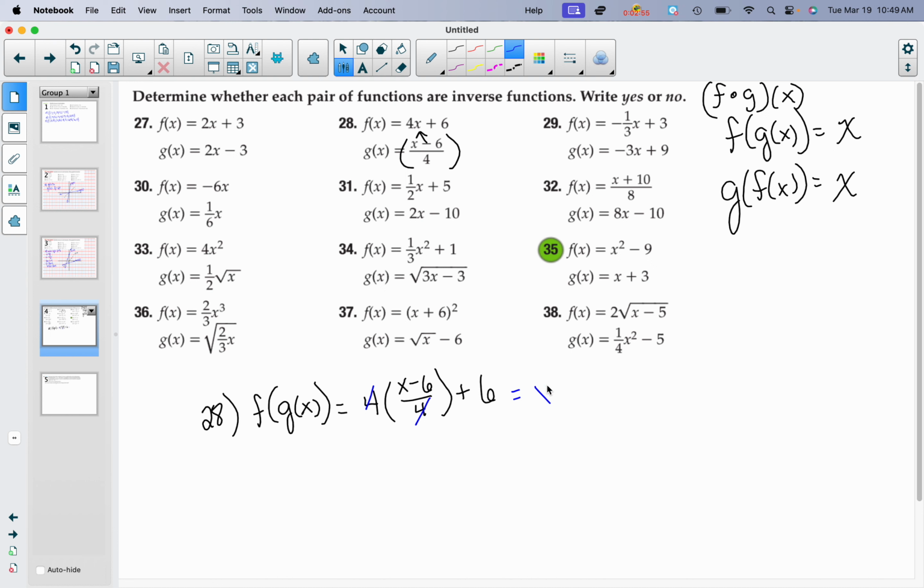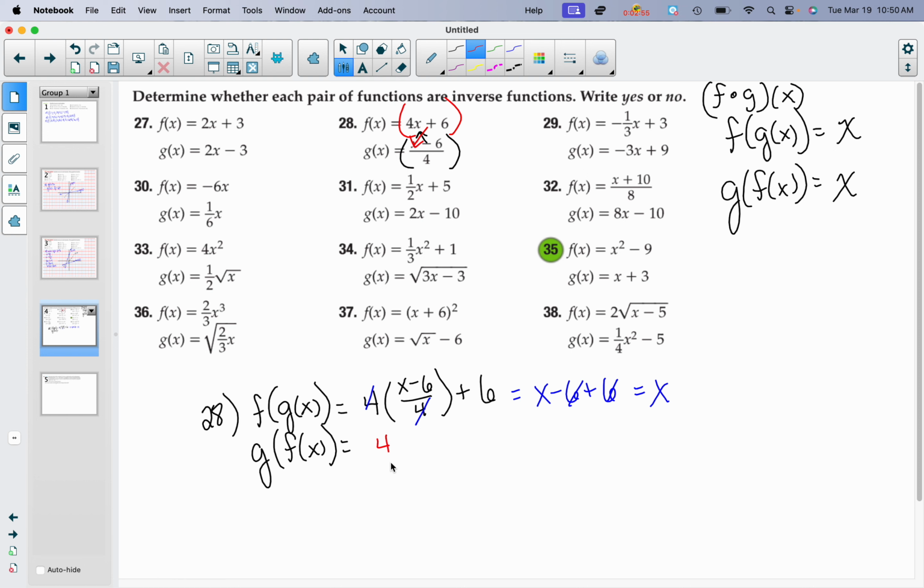So now I have x minus 6 plus 6, and notice those cancel, and I just get x. So that's good. Now I'm going to try g of f of x. So I'm going to put f of x into g.